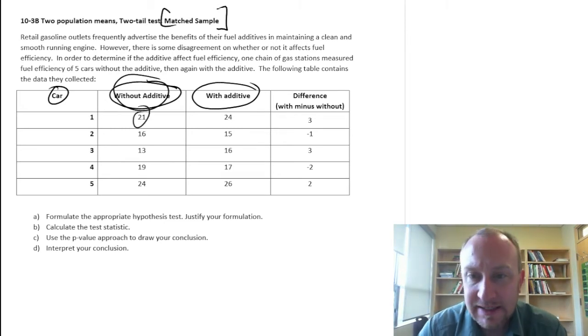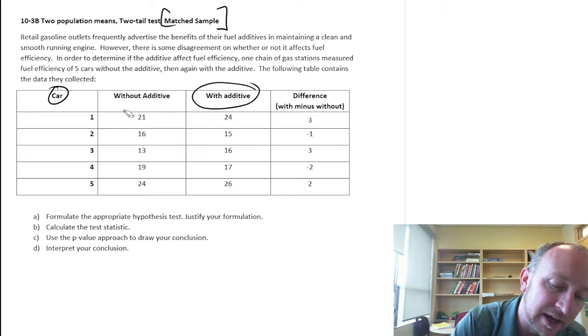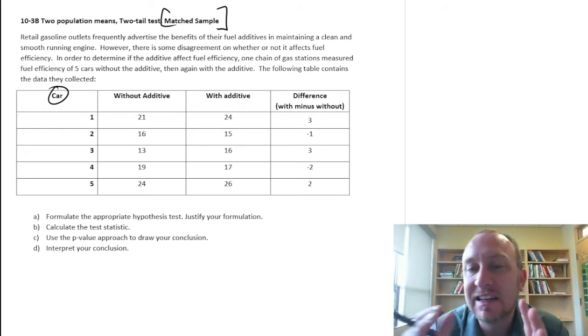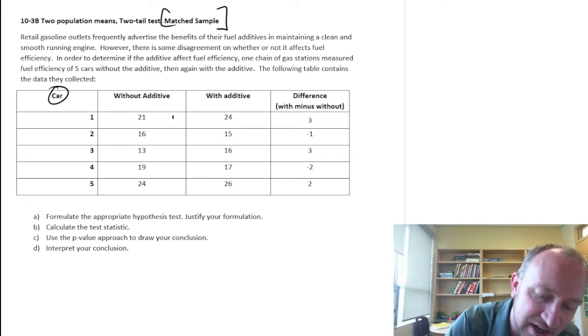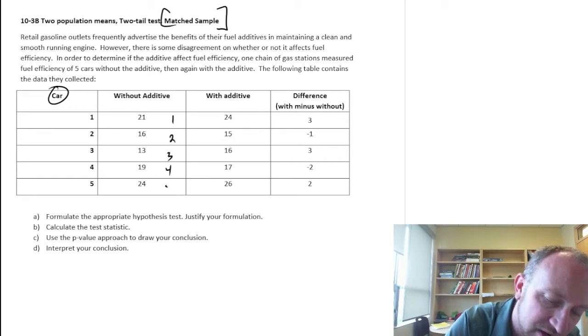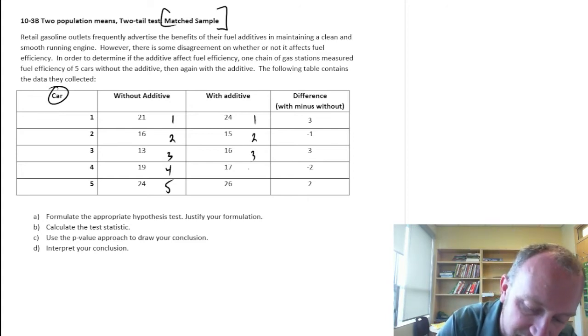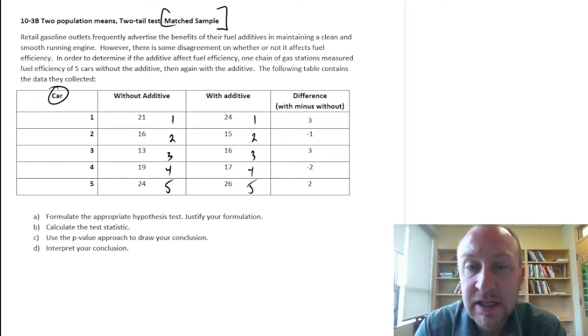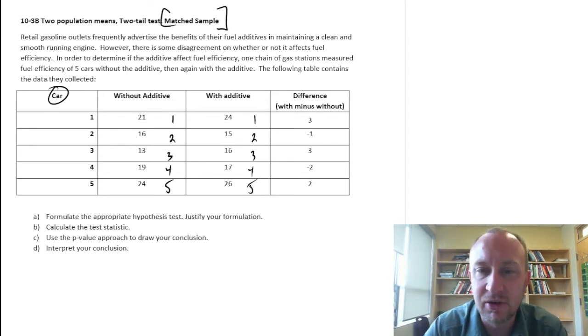Now, how is this different from before? Well, the other test that we've done when we're working with two populations is that we have two independent populations, meaning instead of having just 5 cars, here I would have 5 cars without the additive and another 5 cars with the additive. Now, what that does is it introduces to the data set another source of variation.